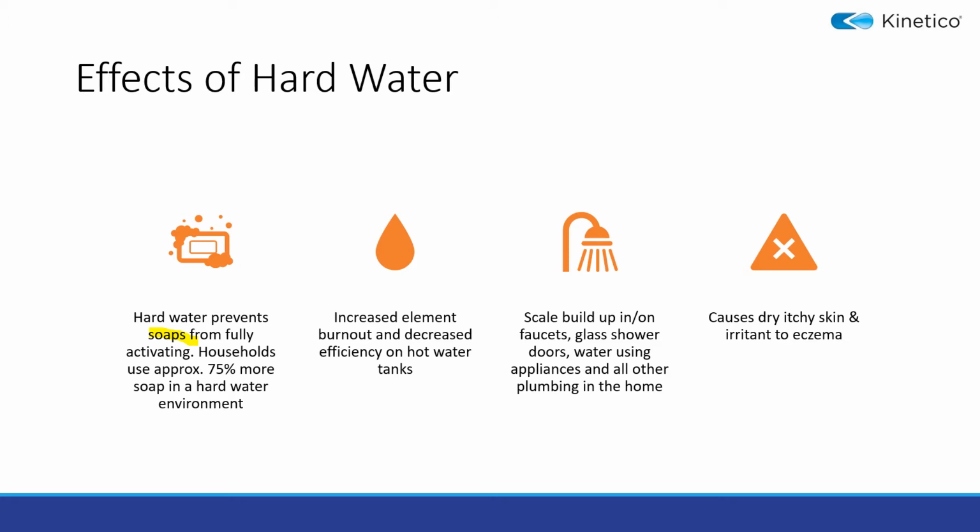You tend to see this buildup on glass shower doors and on your dishes, but also in your everyday appliances such as the dishwasher and washing machine. In fact, many major appliance manufacturers recommend in their troubleshooting guide to increase soap usage if clothes and dishes are not coming out clean. The reason is because the water is preventing the soap from doing its job.